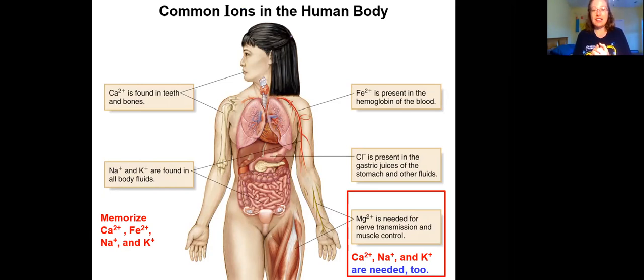Chloride is present in the gastric juices of the stomach and other fluids. So that acid reflux you're getting, that's from hydrochloric acid. There's a chloride ion hanging out in your stomach. I want you to memorize calcium 2+, iron 2+, sodium +1, and potassium +1. I need you to know where those are found commonly in the human body based on just this chart, not what I just said, but what's in the chart. Lastly, magnesium, calcium, sodium, potassium, they're all needed for our nerve signals to go through and for our muscle control.